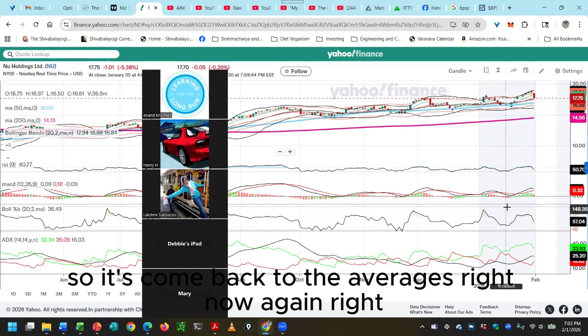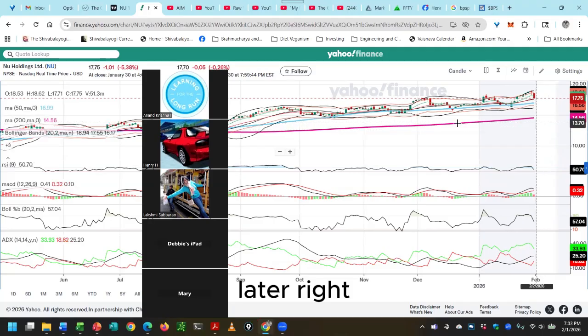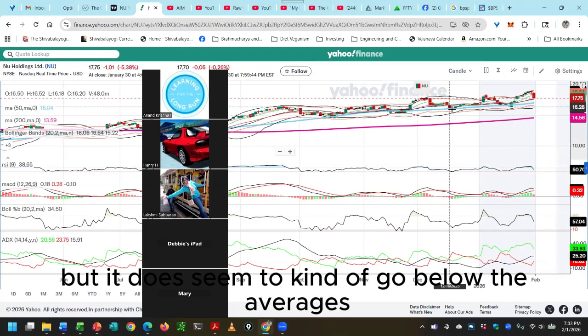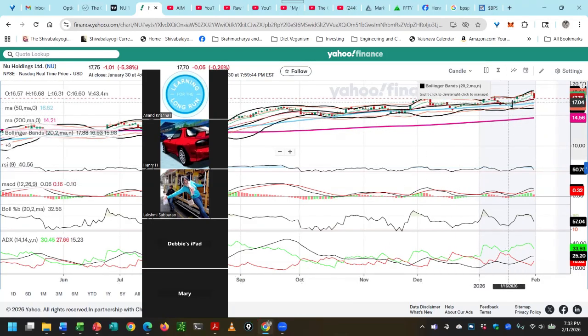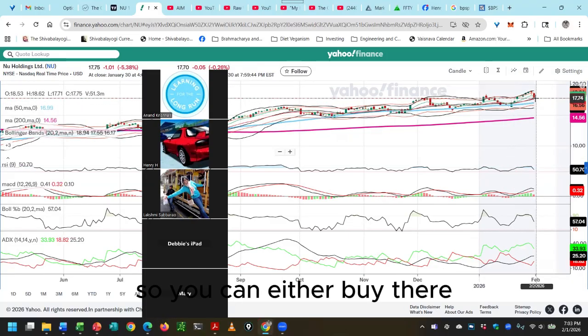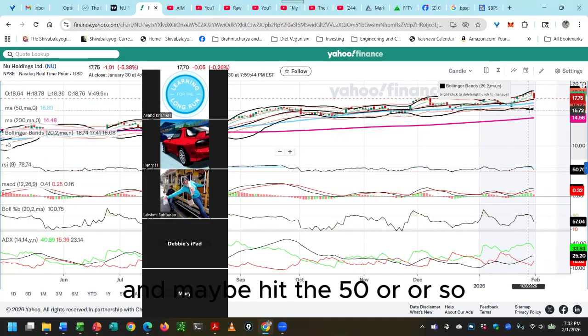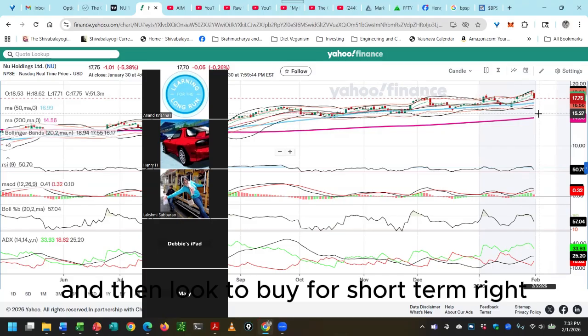So it's come back to the averages. Now, again, you can decide on this later, but it does seem to dip its head below the averages before coming back up. So you can either buy there or wait for it to dip below here and maybe hit the 50 or so, or the bottom Bollinger, and then look to buy for short term, right?